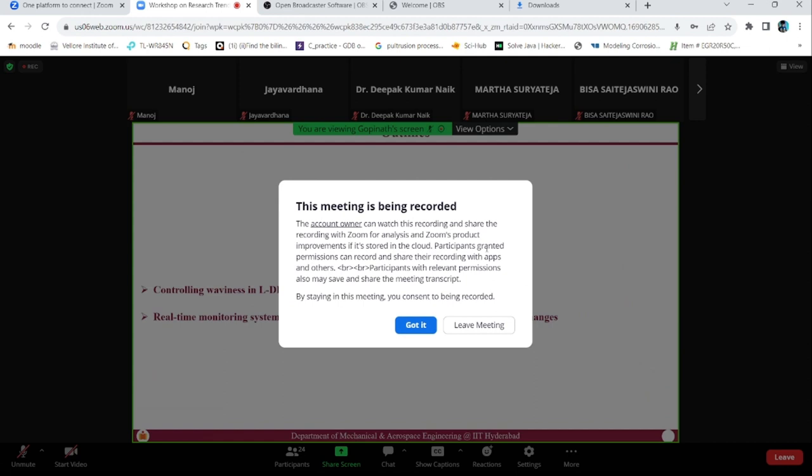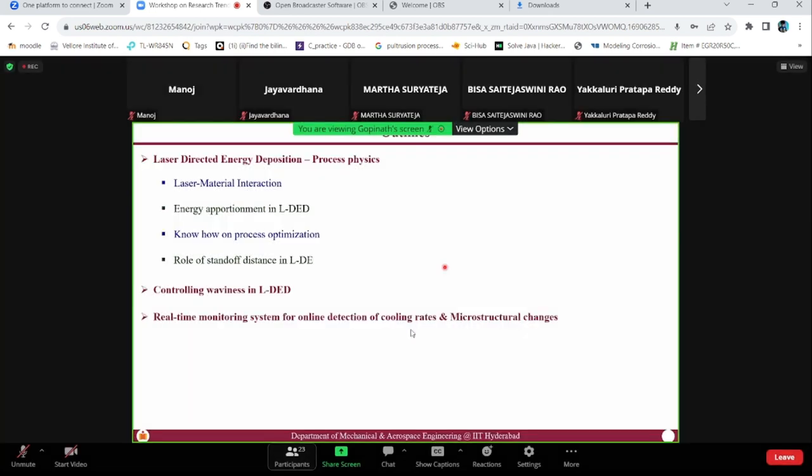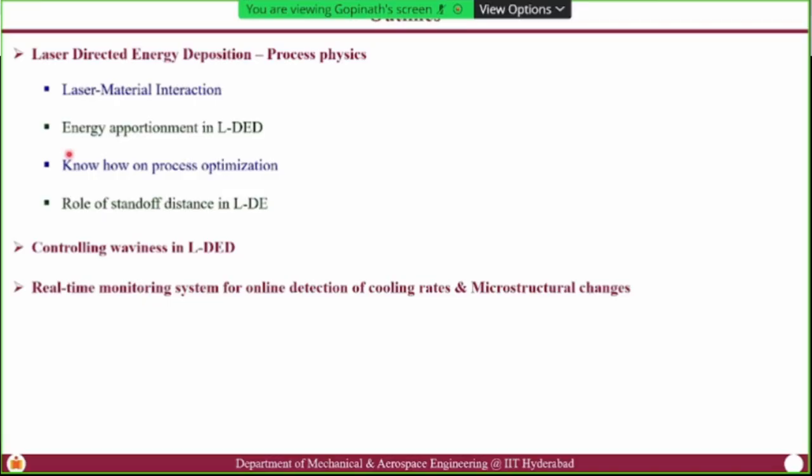This is the basic outline of the process. I will focus on the physics of the process and how to understand it. Let us say you have a new system with you. How can you optimize it, or what aspects should you look into in order to optimize your process? I have categorized this into laser material interaction, then energy apportionment in the DED process. We will explain some methods by which you can calculate this energy apportionment. Then we will look into know-how on process optimization.